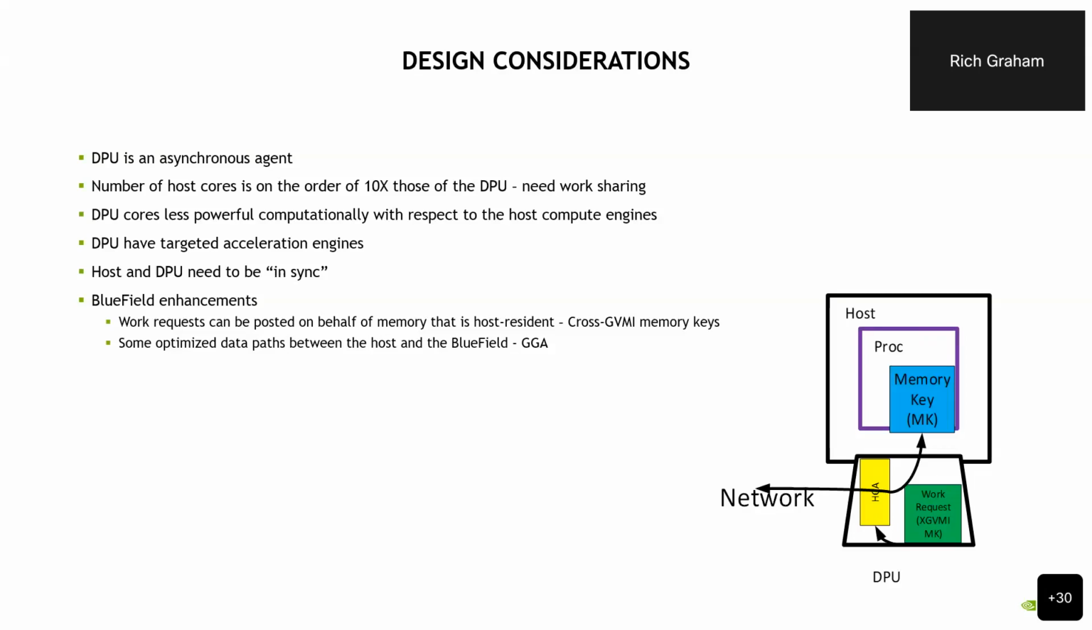So one thing that the DPU can do is it can initiate network traffic or support network traffic on behalf of data that never hits the DPU. So data that either originates from the host or is targeted to the host. The DPU does not have to have the data sitting in its memory to be able to post a send or the like.